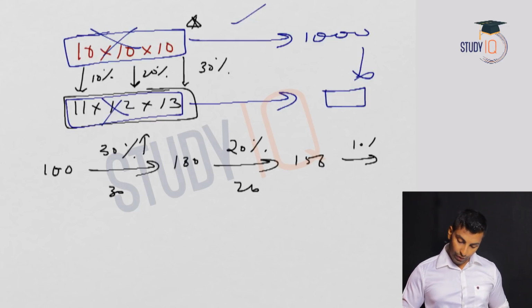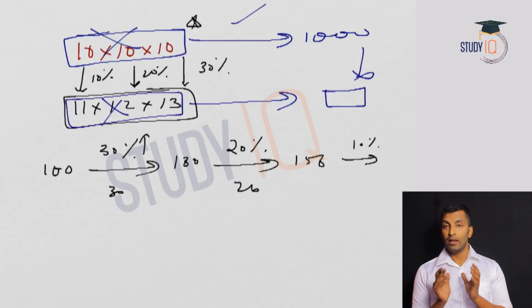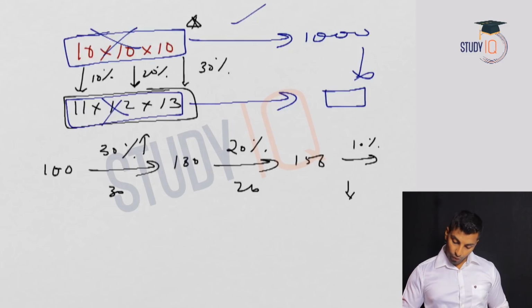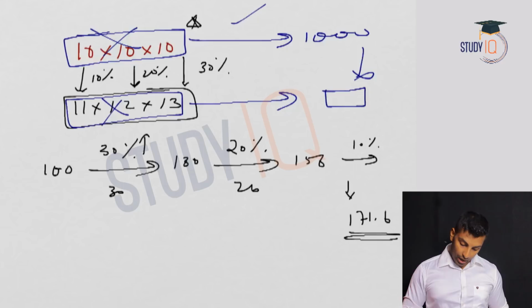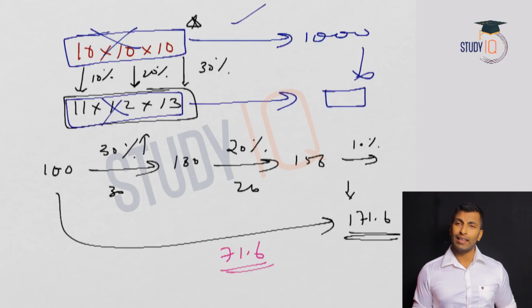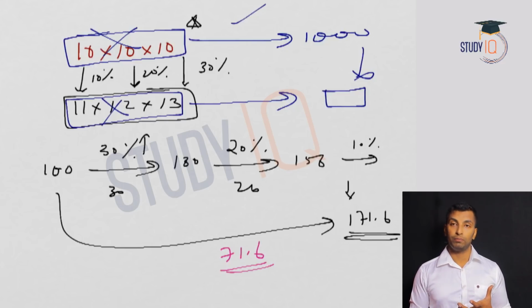Now we need to see 10% of 156. 10% means 15.6. So 156 plus 15.6 means 171.6. So 100 to 171.6. So what is the effective change? 71.6. And that's exactly what you will get if you use the formula also. So the increase is 71.6.